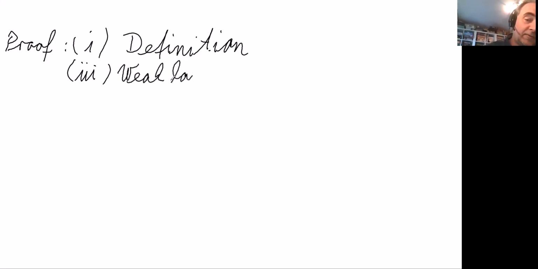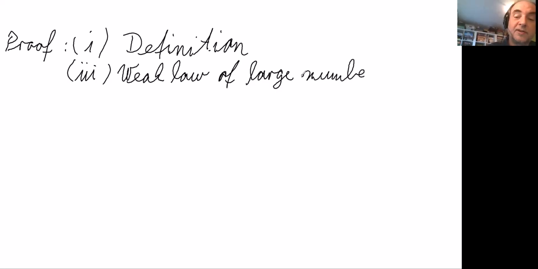It's the weak law of large numbers. Both are just small transformations. You can just take the definition, take the logarithm, and you have it immediately. The same is with 3. So what we still have to show is 2.